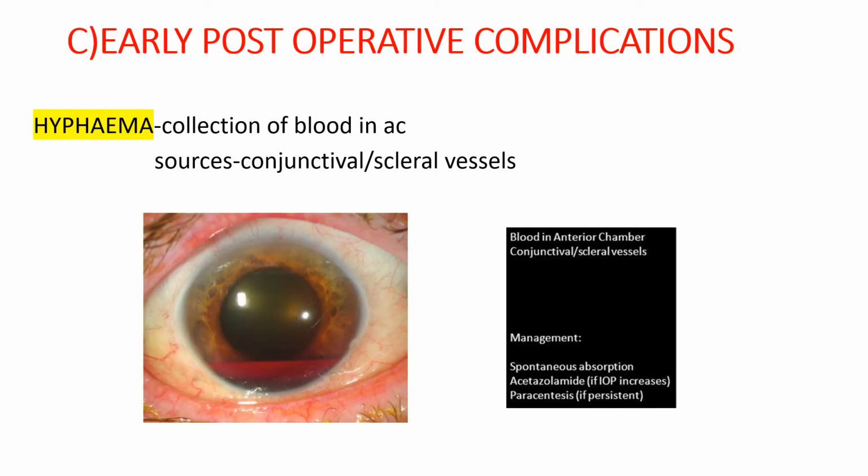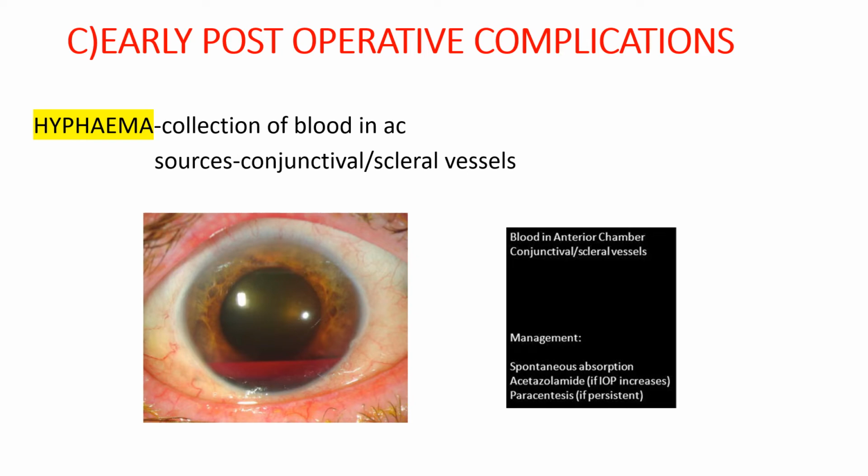This picture is a case of hyphema, which is collection of blood in the anterior chamber. Now, the source of blood is usually the conjunctival vessel or the scleral vessel, which are torn while we are making the incision of the sclera, or while we are doing peritomy. Blood seeps through the incision into the anterior chamber and collects at the bottom. So this is hyphema here. A small hyphema, nothing to worry, it gets absorbed.